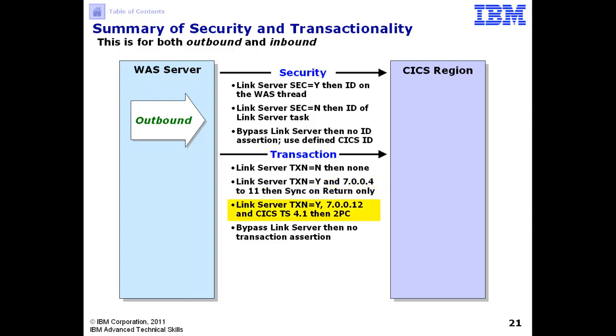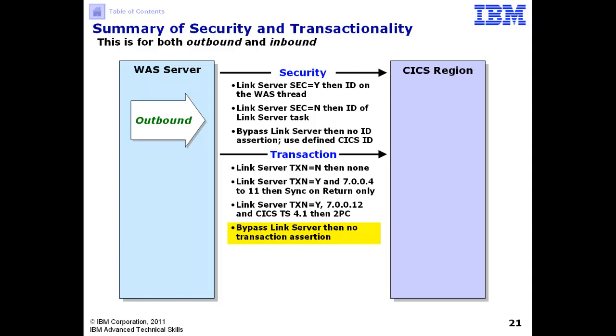With WAS 7.0.0.12 and above, you have the ability to have CICS participate in global transactions started in WAS with two-phase commit support. This requires you have CICS Transaction Server 4.1 or higher. If you choose to bypass the link server task, then no transactional propagation is supported.